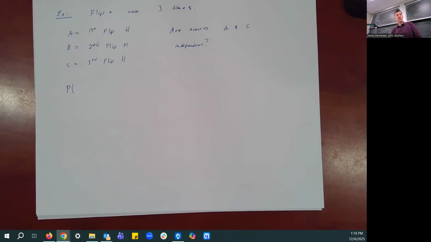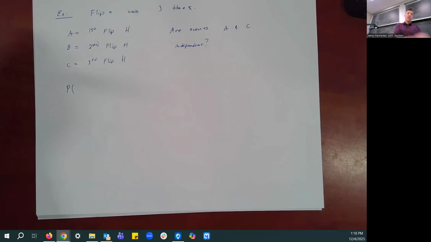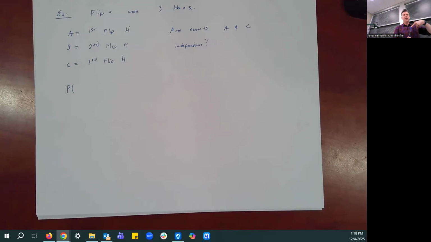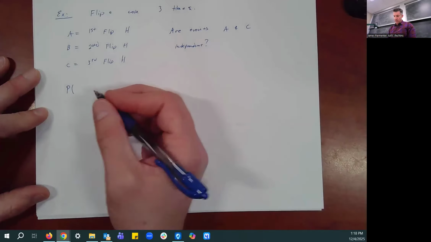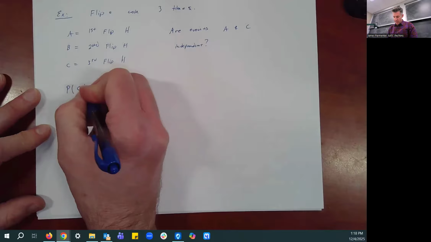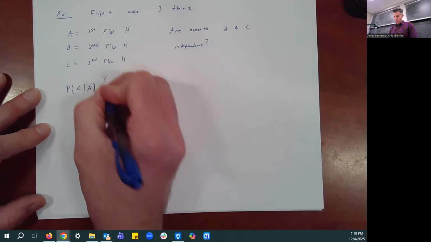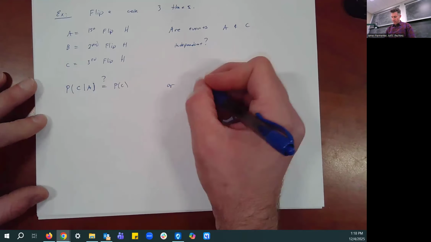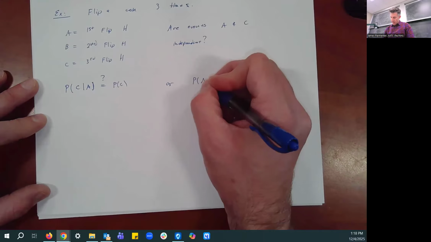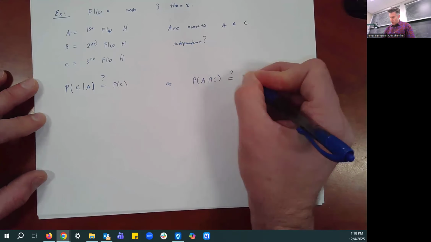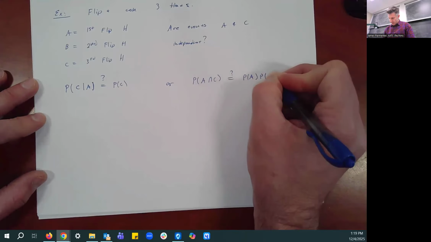I know what I think. Yeah, I think it's always easier to think of the probability of the later thing happening, given that the earlier thing happened. Even though it doesn't actually really matter, it's just easier to think of that as like, okay, this first thing happened first, and then what's likely that the later thing happened. So we could either try to see is the probability of C given A equal to the probability of C? Or if we prefer, we could do it as the probability of A intersect C equal to the probability of A times the probability of C.